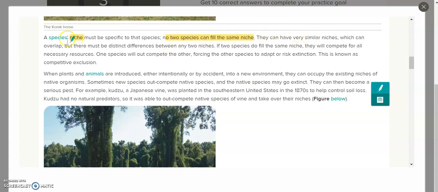We can have similar niches, they can overlap, but there must be distinct differences between any two. So your dog, you can teach your homework to your dog, but your dog is not going to talk back, hopefully. I don't know how many days you're trapped in the house, he might start talking back.